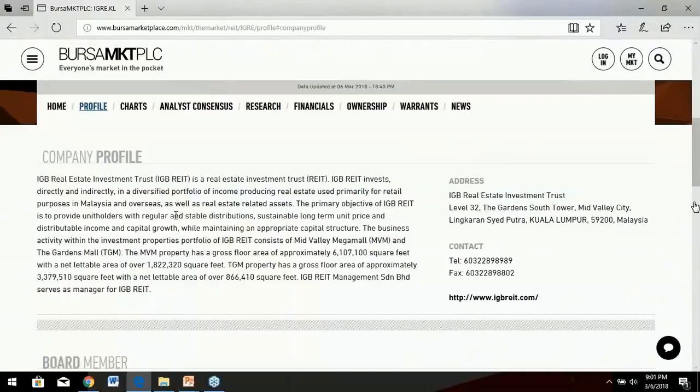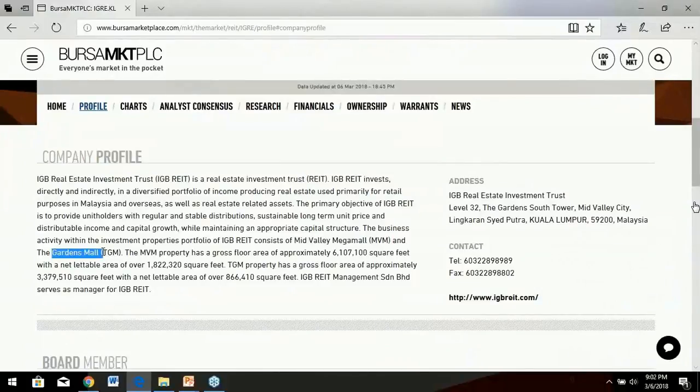IGB REIT, as you know, is very simple. It derives income from two investment properties. One is Mid Valley Megamall. The other one is The Gardens Mall. It's that simple. So some are very easy, some are harder to digest. Now, the easier ones tend to be better, because you need to understand. If you can understand the company's business, what it does and stuff like that, chances are you will understand your investment much better. I hope that this makes sense.